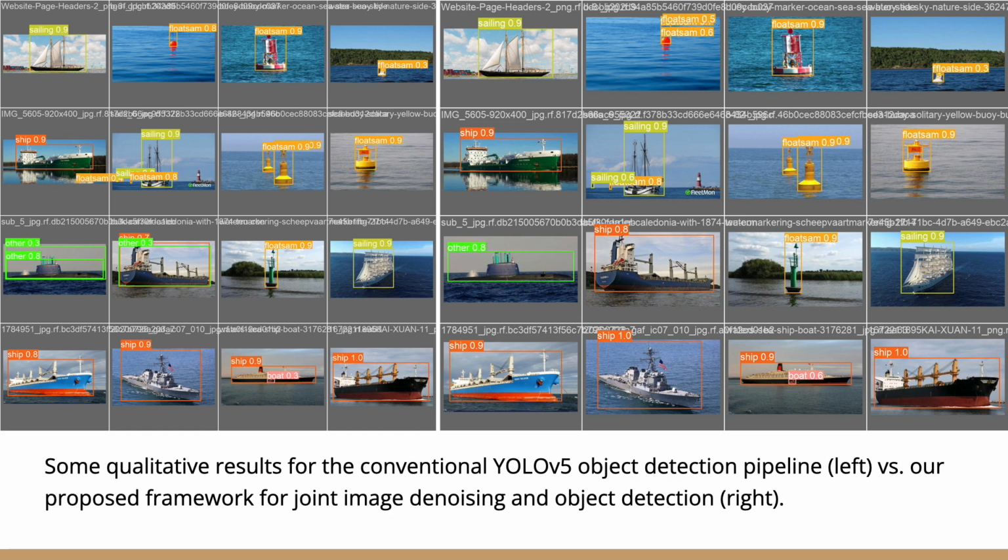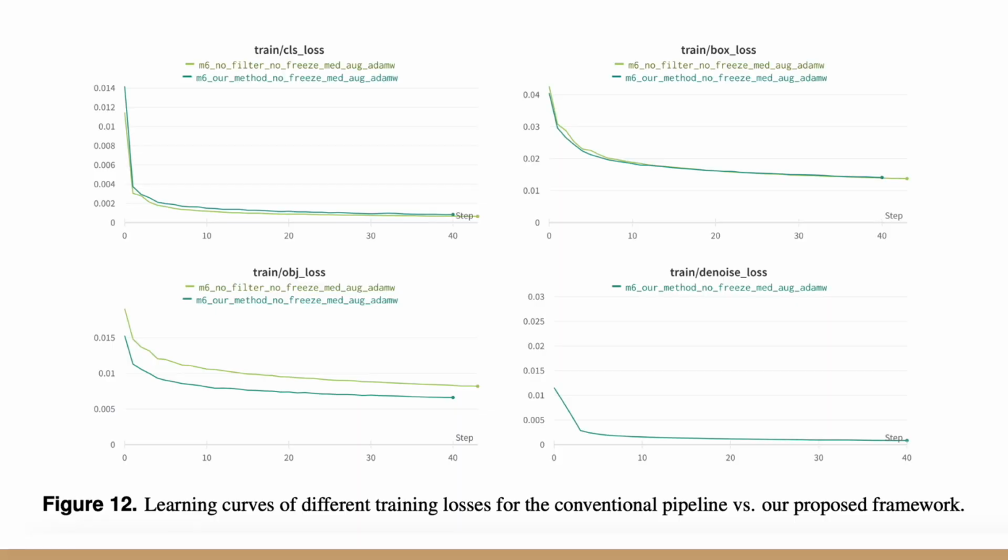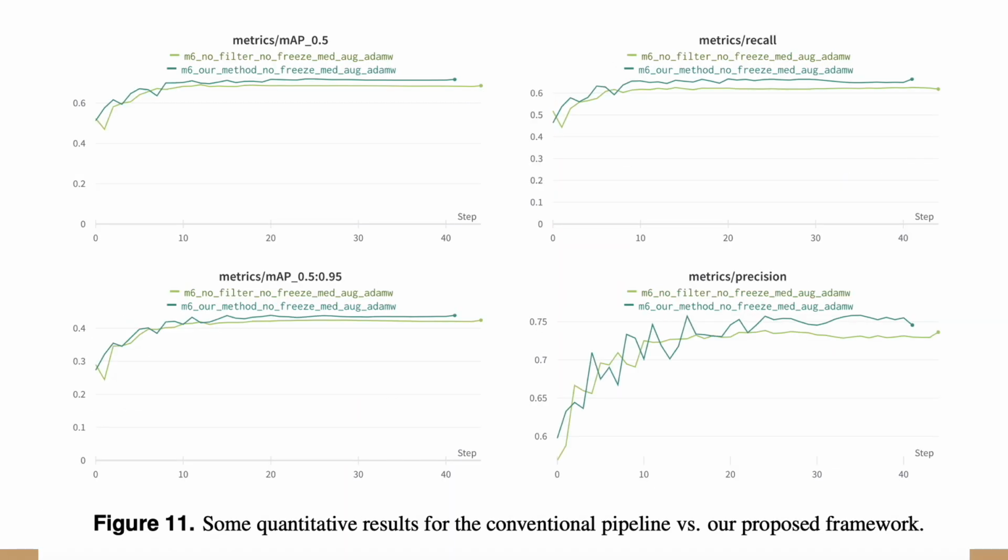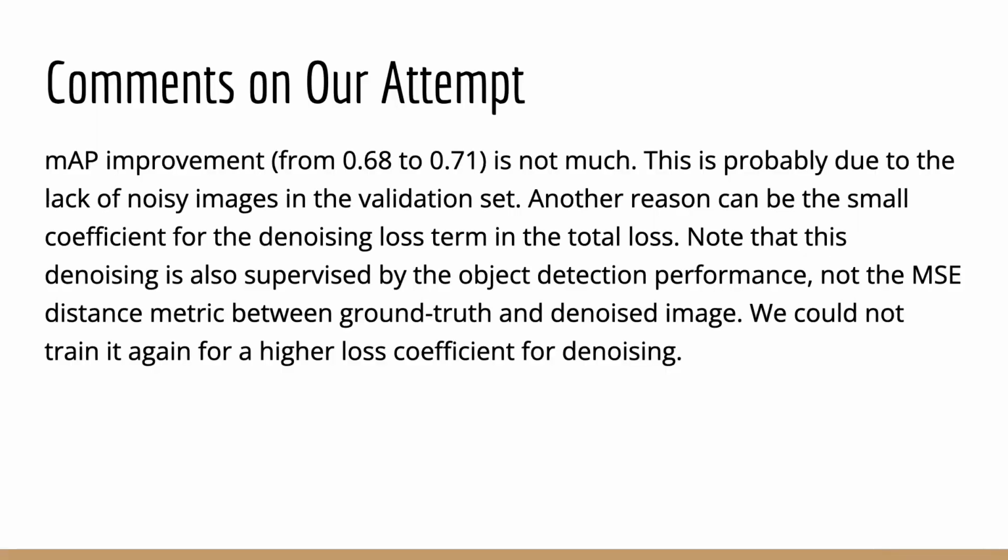So here you can see the conventional YOLO V5 results on the left and our method's results on the right. So it performs better. Also, you can see their learning curves for different types of losses and their results for validation sets. So its mAP values are also better, but not by much. It improved slightly. This can be due to the lack of noisy images in the validation sets. Another reason can be the small coefficient for the denoising loss in the total loss. So we couldn't train it again with a higher loss coefficient for denoising since it takes a lot of time.